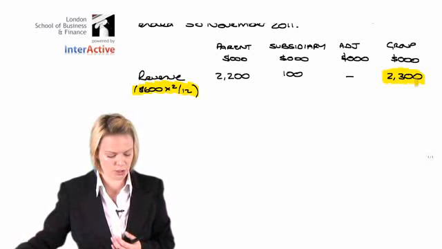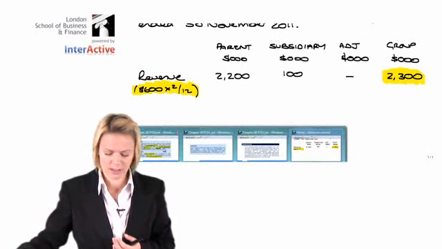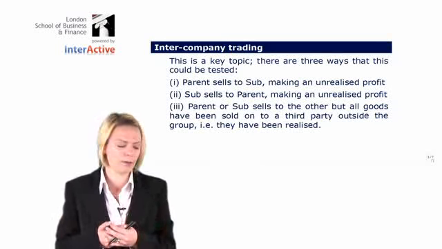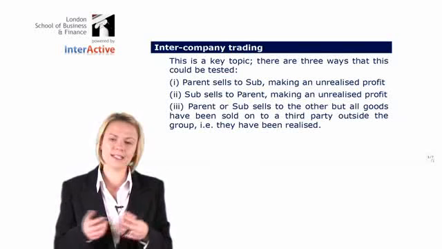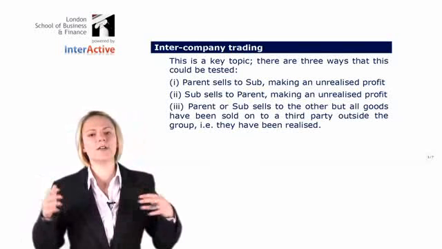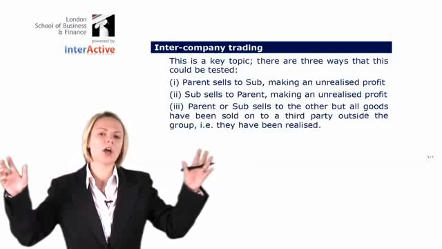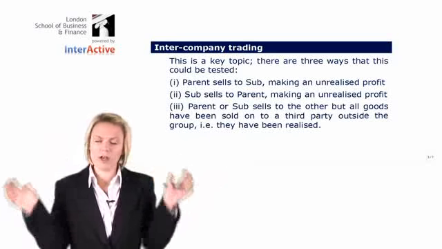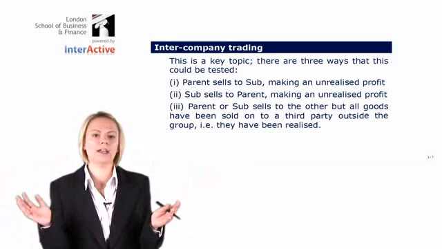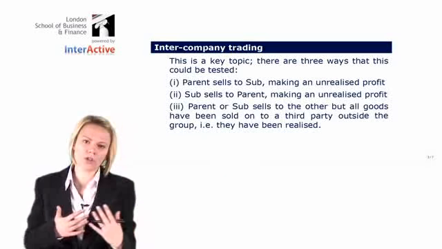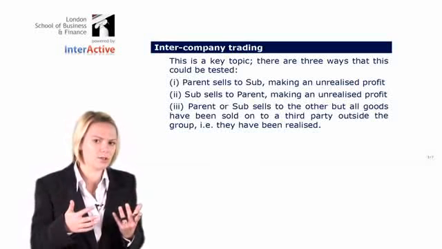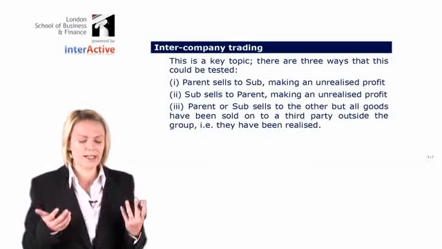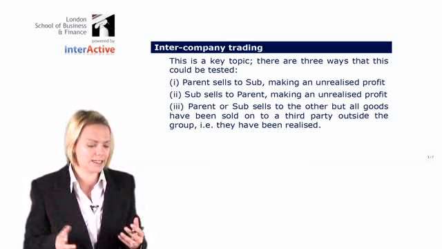Let's have a look at some other adjustments. Now, these other adjustments you should be fairly familiar with. Intercompany trading. Now, this is a key topic. Remember we said we only want to show external revenue and expenses, receivables and payables to those outside of the group. Okay? Any internal transfers of goods, well, we need to cancel that out because it's within the single entity. So, there's various different ways that this could be tested.